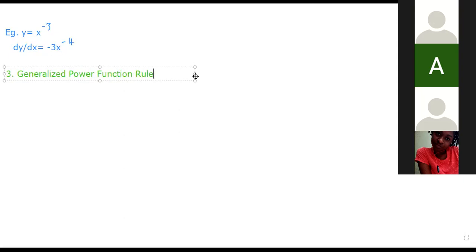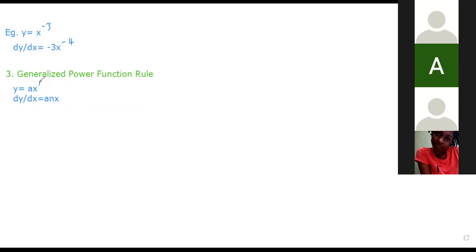This one is similar to the power function rule, but it has a coefficient other than 1. So I have y is equal to a x to the power n. If you want to differentiate it, dy dx is equal to a n x to the power n minus 1.